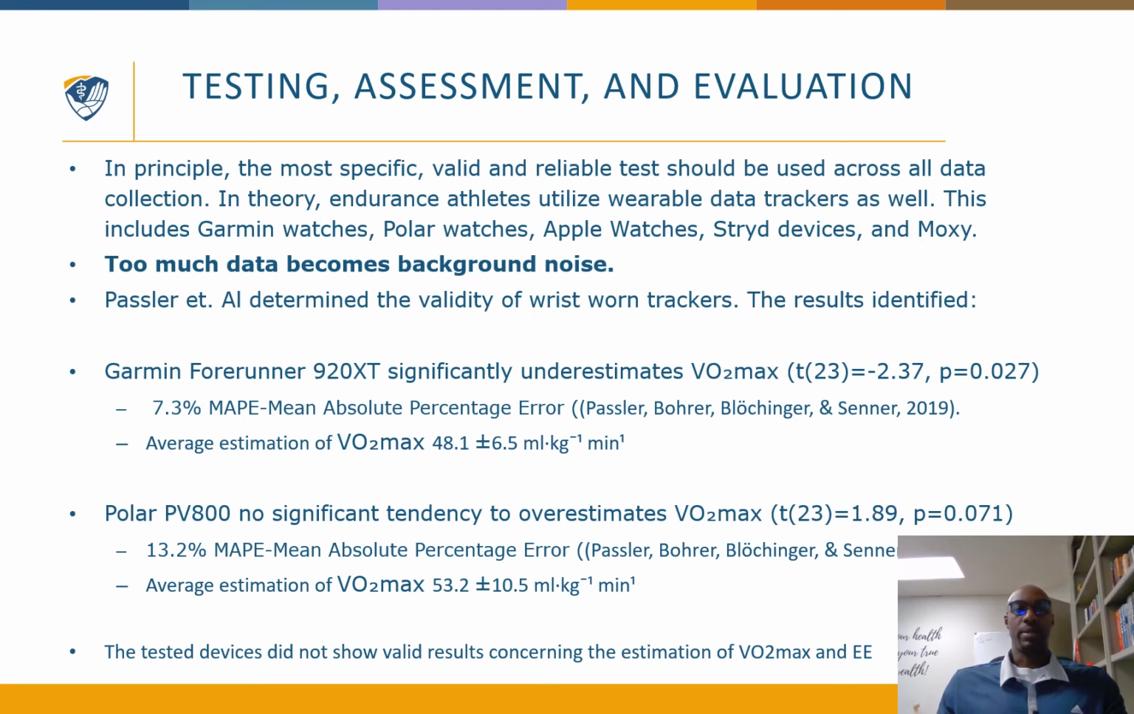So the testing assessment that is the most specific for marathon athletes would be utilization of data that is readable in real time, or data that is on the watch, as in user friendly for us. So in theory, endurance athletes utilize wearable data trackers. This includes Garmin watches, Polar watches, Apple watches, and a Stride device pod, a foot pod, that is utilized for critical power analysis, just to name a few, in addition to other running metrics, as well as the Moxie device, which is another device that can be utilized real time or pre and post.